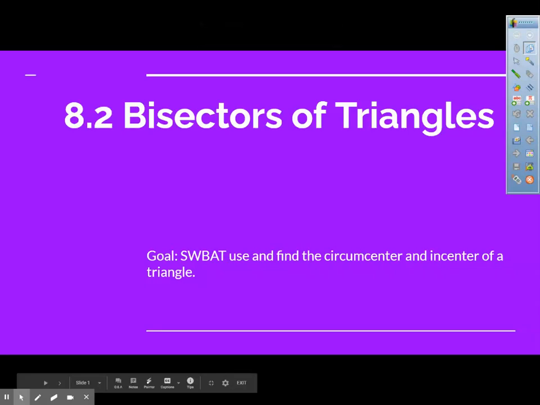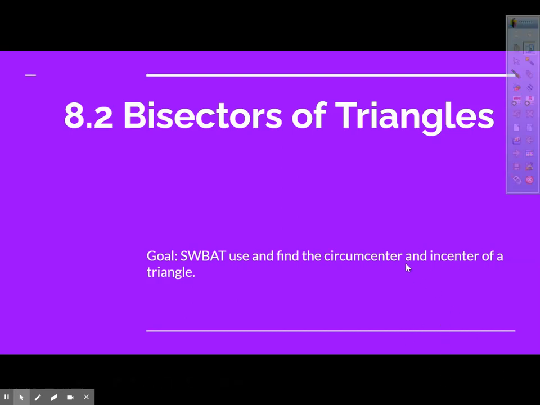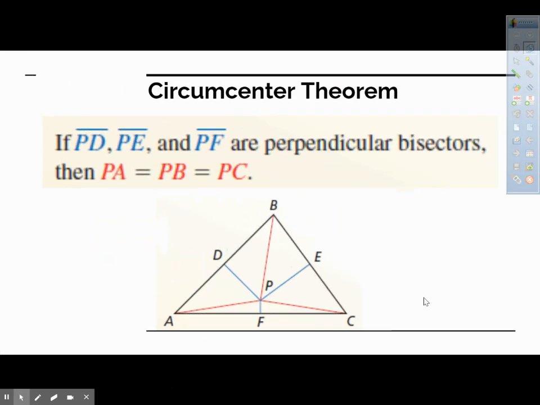All right, guys, we're going to talk more about bisectors of triangles today. Students will be able to use and find the circumcenter and incenter of a triangle. Okay, so we've already talked about what a circumcenter is.